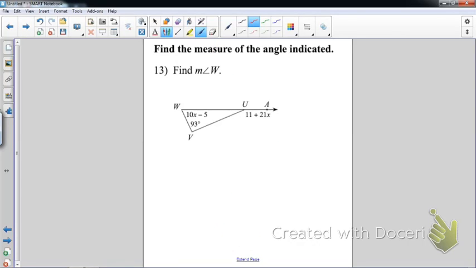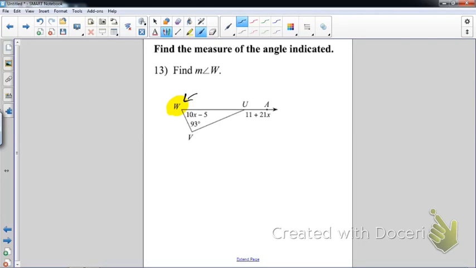The next one says find the measurement of the one that's indicated. So when you read something like this, what I'm looking for is I want to know what this angle is. I want to know what 10x minus 5 is. Remember in the last webinar that we talked, or at least I hope you guys remember, that the interior angles of any triangle always add up to 180 degrees. But if you notice this part here, we really don't know anything about it, right? So what can we do to help us figure out what W is? Well, it just so happens that we have a theorem that says the following.